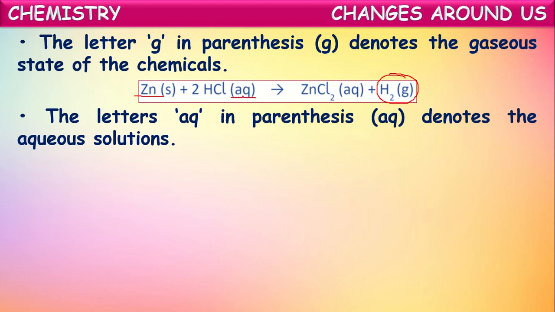This represents aqueous hydrochloric acid solution, meaning a small quantity of hydrochloric acid dissolved in water. So here the solution formed is called aqueous solution. Aqua represents water. So in the hydrochloric acid solution, the solvent is water, so it is represented with AQ. Okay, AQ represents aqueous solution of hydrochloric acid. And here also ZnCl2 is represented with AQ beside this formula. This also represents aqueous solution of zinc chloride.